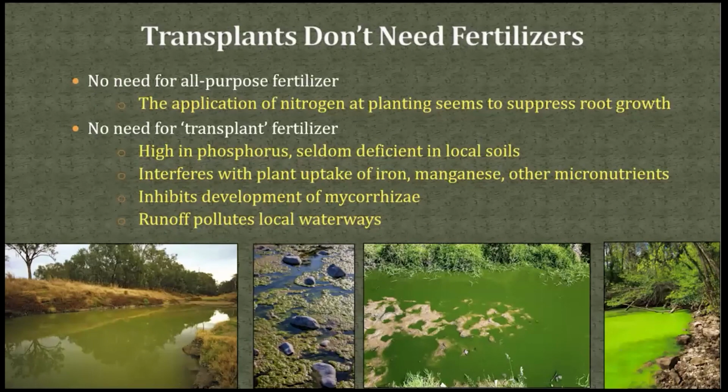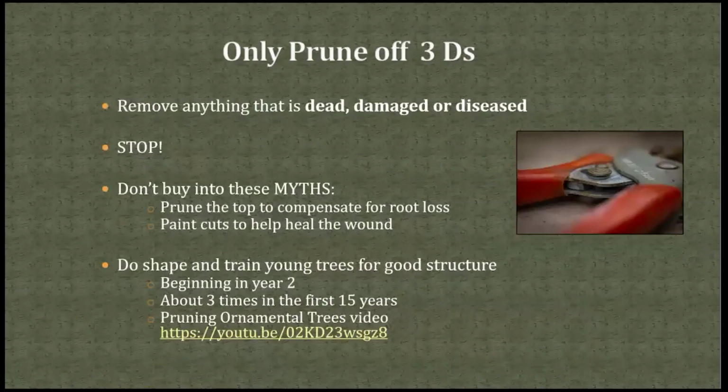So I'm going to wrap up with transplants don't need fertilizers. There is no need for all-purpose fertilizer because when you stimulate top growth, often that interferes or inhibits the root growth, which is not good because we want our transplants to first focus on growing roots. And the so-called transplant fertilizer is high in phosphorus, which is very seldom deficient in Willamette Valley soil. And I've already mentioned all the problems with having too much phosphorus in soil. So I will move on to the final point, which is pruning.